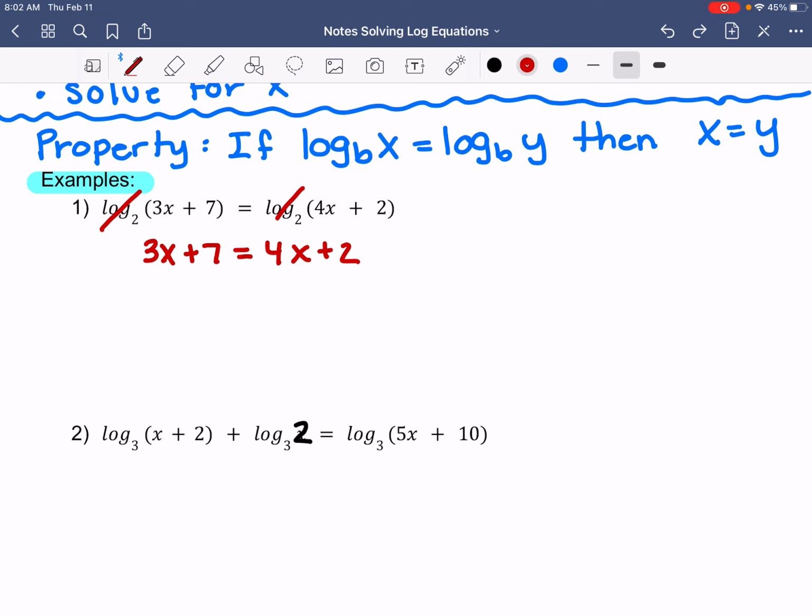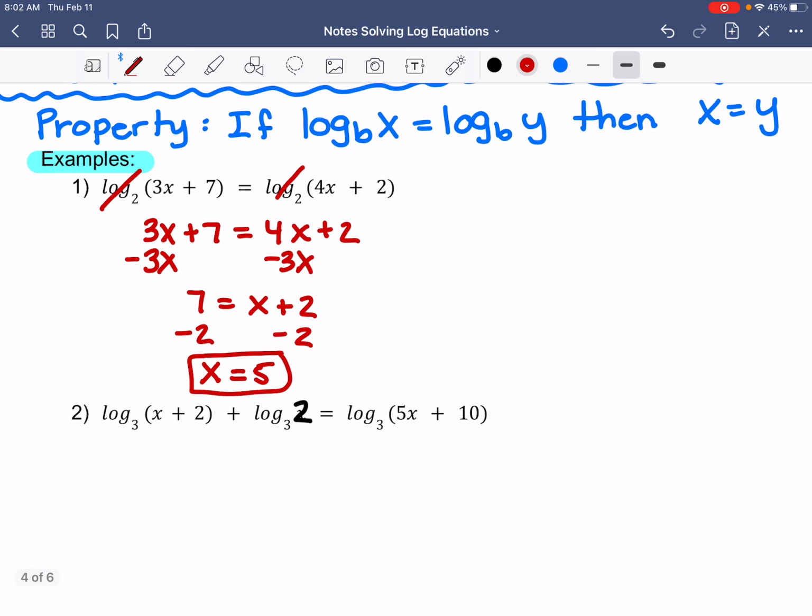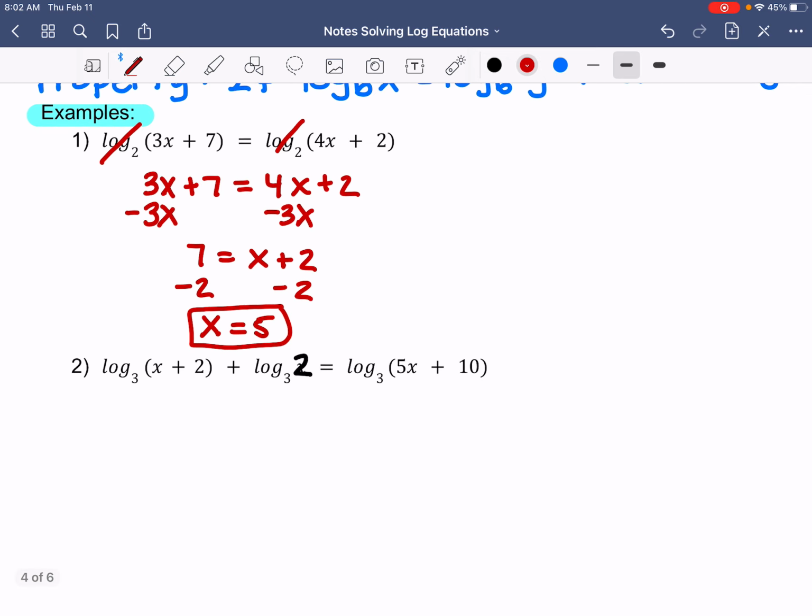So I get my x's on the same side. I don't see any exponents or anything. So I'm going to subtract 3x. I get 7 equals x plus 2. Subtract 2 on both sides, and we just get x is equal to 5. I switched sides, but it would have said 5 equals x, but just x equals 5. We'll try it one more time. So using this log property, if the two log bases are the same, then x equals y.